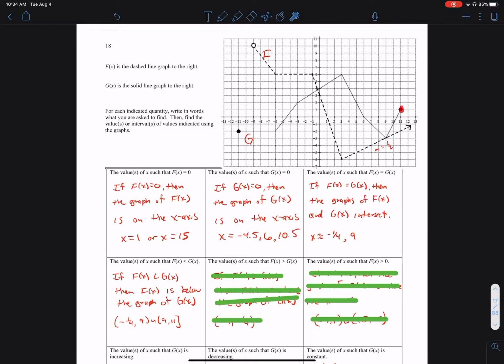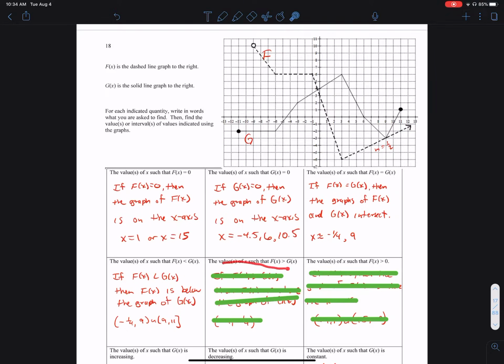At 11, there is a closed dot. So we would include non-inclusive, non-inclusive, non-inclusive, inclusive. -1/4 isn't included because that's the point of intersection. 9 isn't included because that's a point of intersection. 11's included, it's not a point of intersection, it's the end point, which is a closed point.